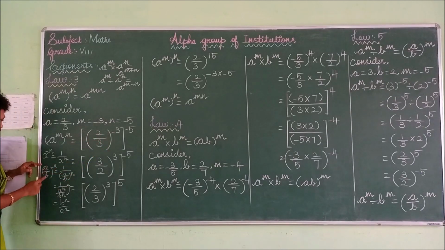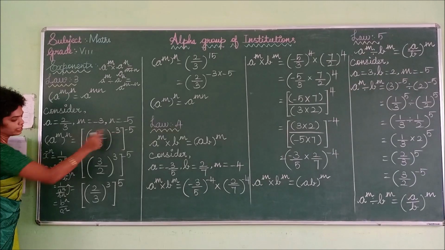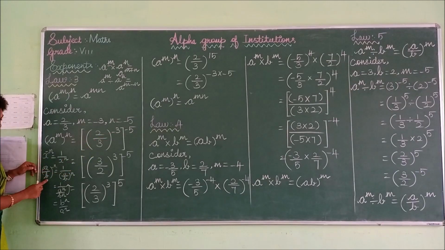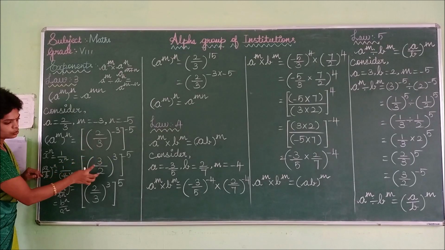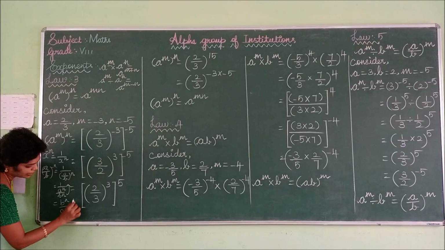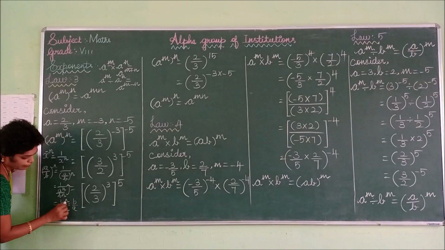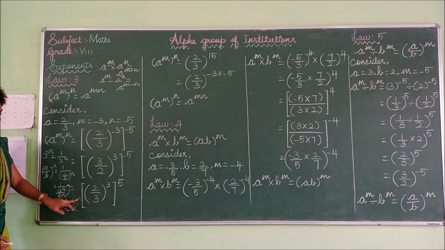2 by 3 whole power minus 3 is in the form of a by b the whole power minus n. We can interchange and write it as b power n by a power n. What is b? Here b is 3. So 3 by 2 the whole power 3. This can again be written as b by a, both the powers are the same, so we can take the power outside: b by a the whole power n.